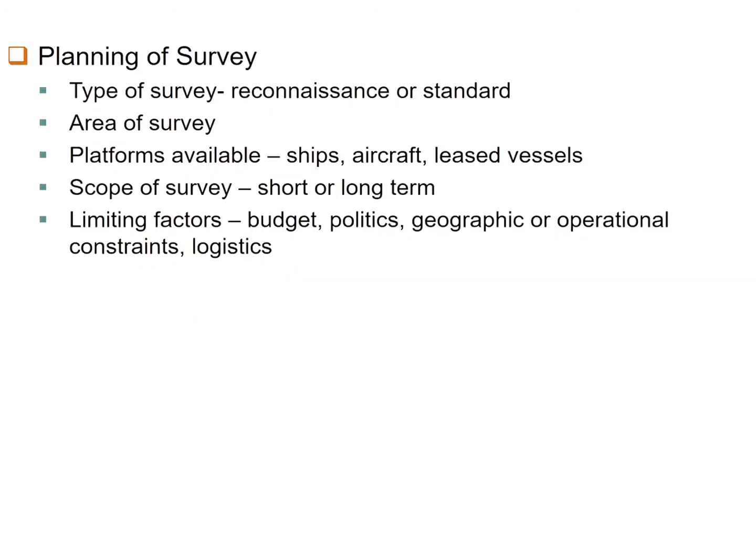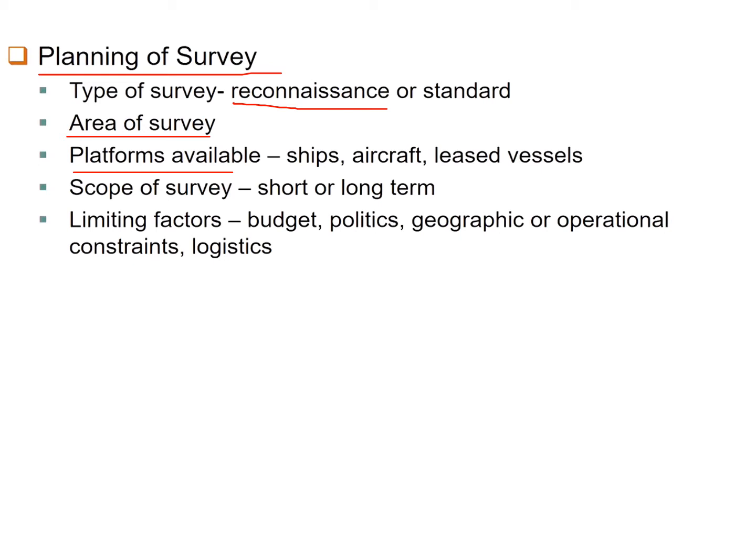Okay, now after having known this, we will go for the planning of the survey. So what is the planning of survey? It starts with which type of survey we have to carry out. The preliminary investigation is called reconnaissance. Then how much area we have to survey. There are different orders: first order, second order, third order, which we are also going to see in today's lecture in some of the slides. Platforms available.